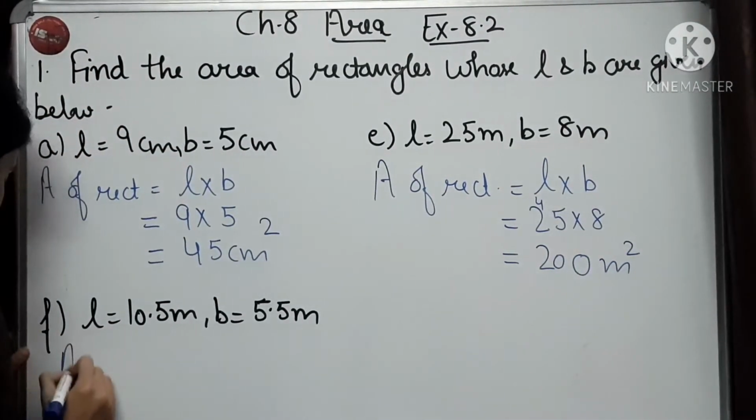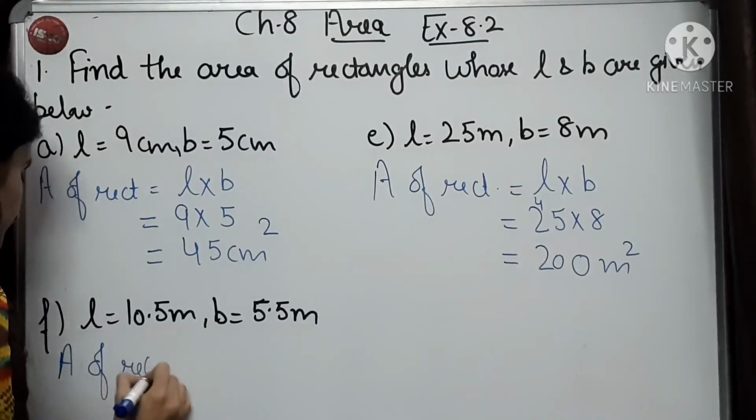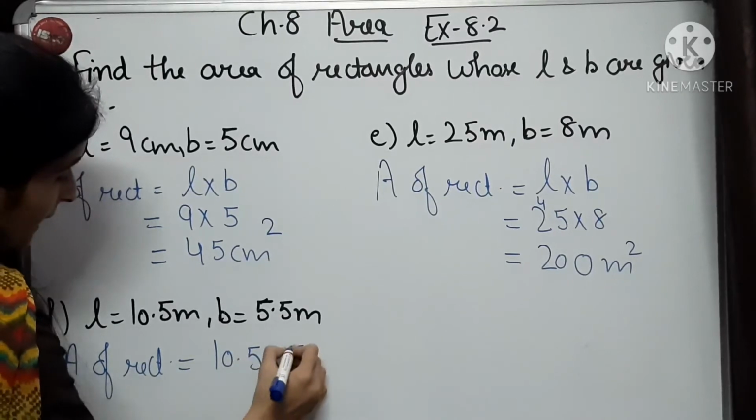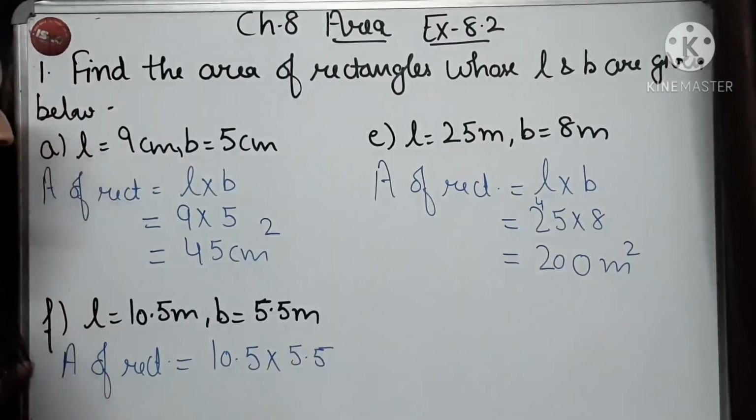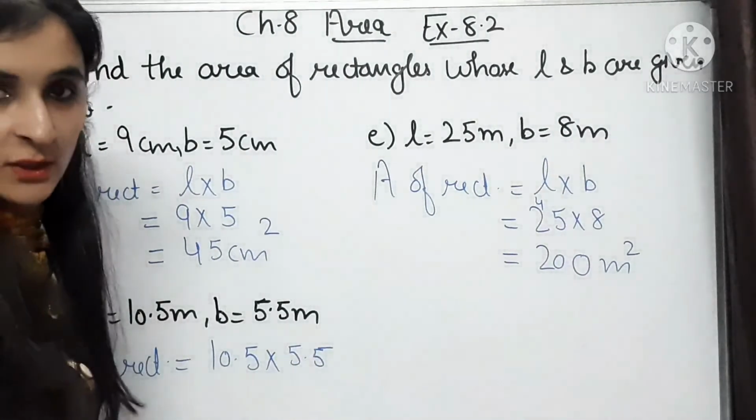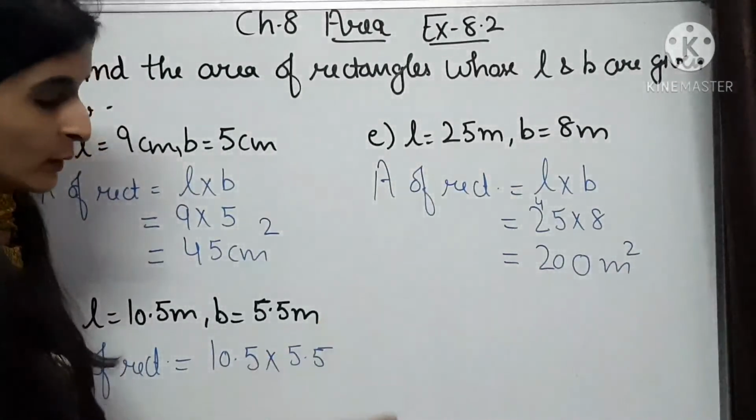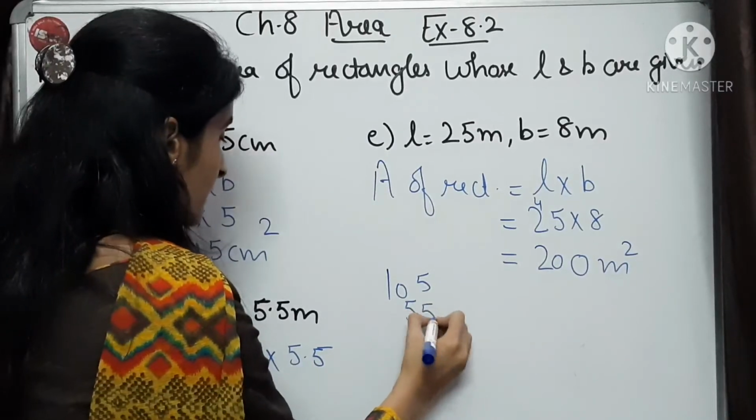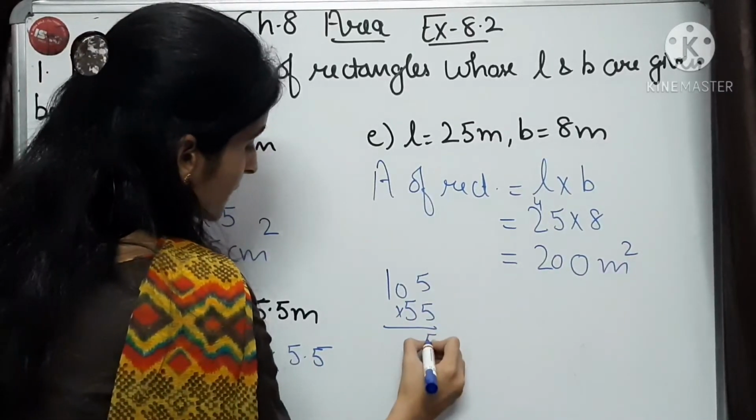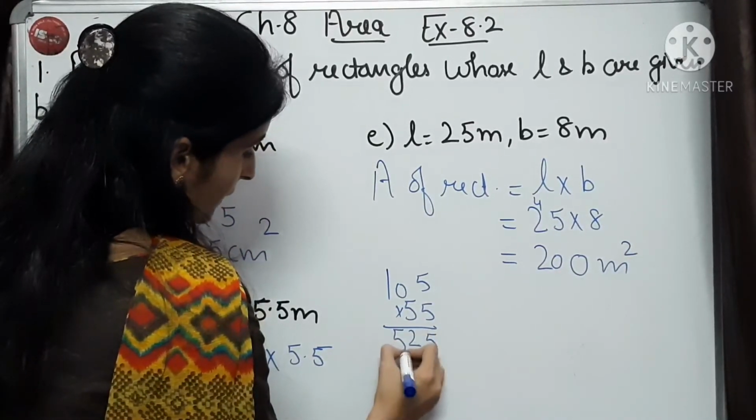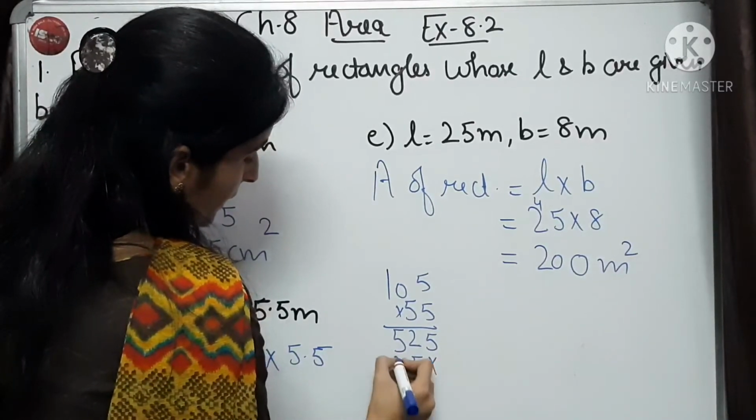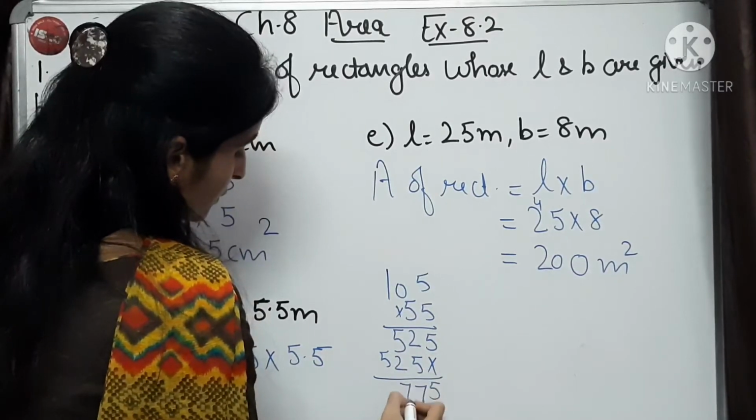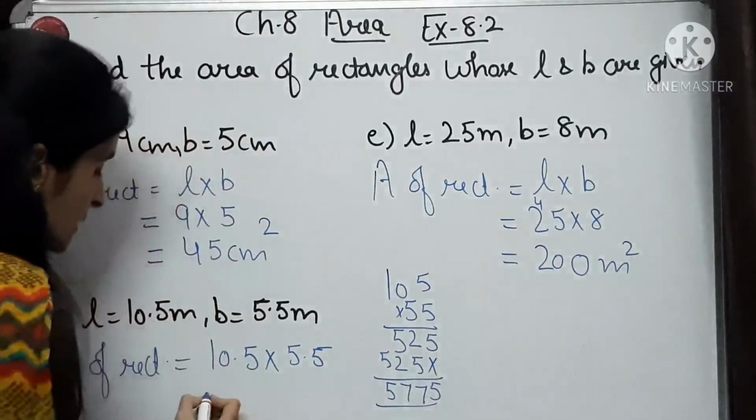So again we will find out the area of rectangle. So for that we will multiply 10.5 by 5.5. We have already done multiplication of decimals. So for that, first of all we will multiply the whole numbers. 105 multiplied by 55. 5 5s are 25, 5 1s are 5. Then again 5 5s are 25 and 5 1s are 5. 2 plus 5 is 7, 5 plus 2 is 7 and 5.